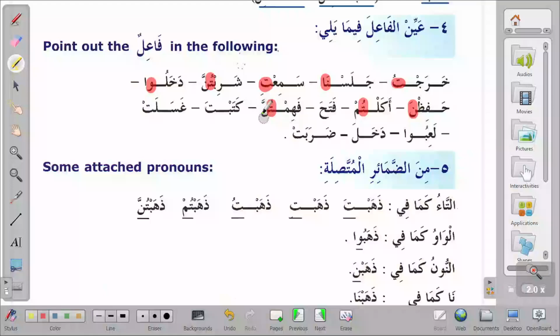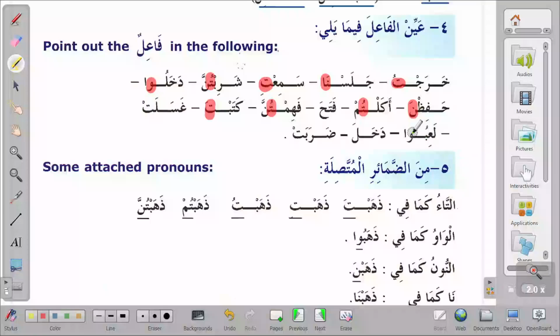Ta, right? And then this one is a sign of plural. Katabta. You wrote. The doer is what? The ta, right? Gasalat, she washed. What is the doer? Whether she washed her dress or whatever, the doer is what? Mustatirun. Okay, the fa'il is mustatirun. Why? This ta is to signify that it is feminine. The doer is feminine, but it doesn't represent the doer.